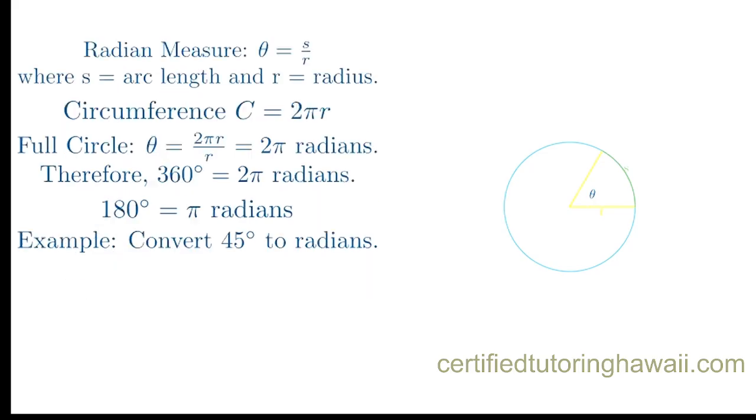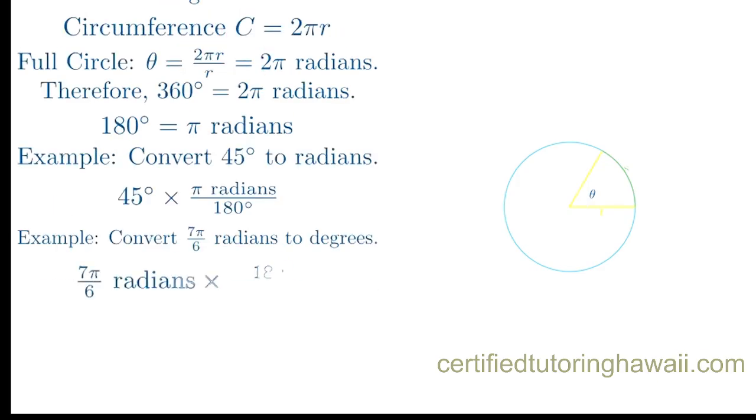Let's work through an example. To convert 45 degrees to radians, we multiply by the conversion factor pi over 180 degrees. The degree symbols cancel, leaving us with 45 pi over 180. Simplifying this fraction gives us pi over 4. So, 45 degrees is the same as pi over 4 radians.